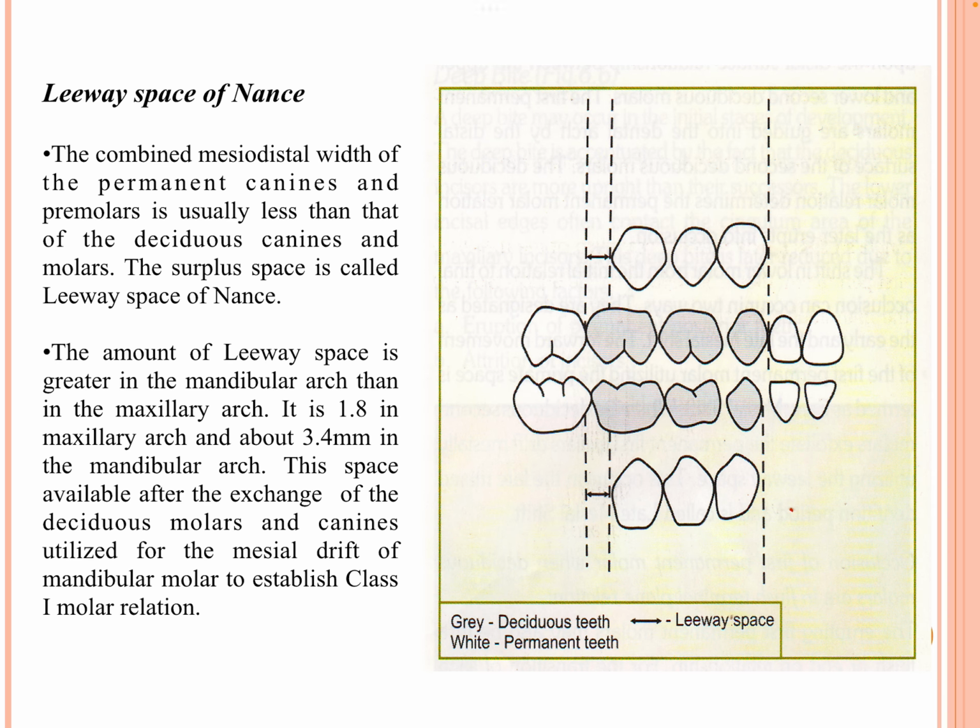Leeway space of Nance. The combined mesiodistal width of permanent canine and premolars is usually less than that of the deciduous canine and molars. This surplus space is called the leeway space of Nance. The amount of leeway space is greater in the mandibular arch than in the maxillary arch. It's about 1.8 mm in the maxillary arch and 3.4 mm in the mandibular arch. This space available after the exchange of deciduous molar and canine is utilized for the mesial drift of mandibular molar to establish a class 1 molar relation.